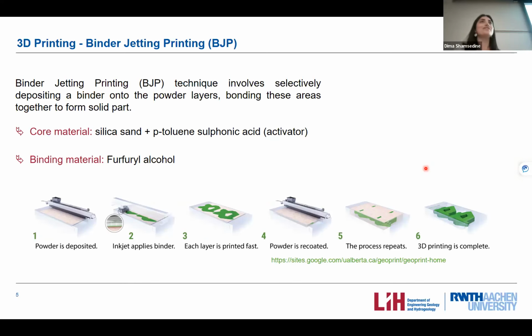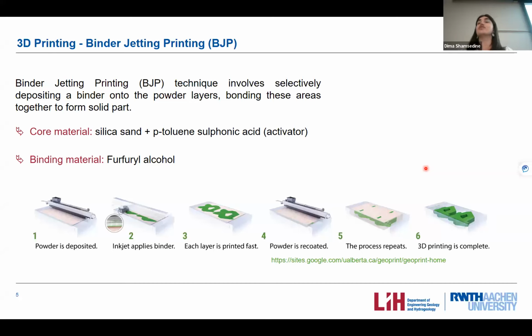As you are also familiar with here, the technique used in the project is called the binder jetting technique, located here at GeoPrint facility, the X1 Amflex printer or system. The process involves consecutive deposition of core material and binder material in order to form a solid at the end of the printing process. The core material used is silica sand combined with an activator, and the binding material used is furfuryl alcohol to bind the core materials together.